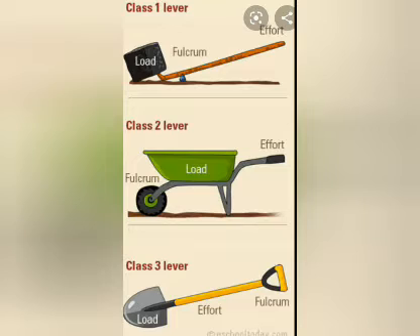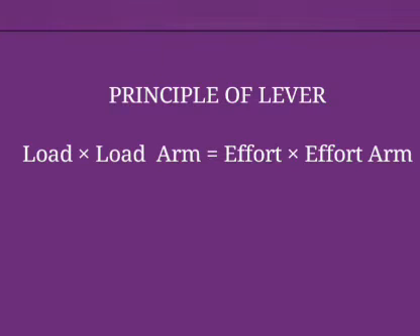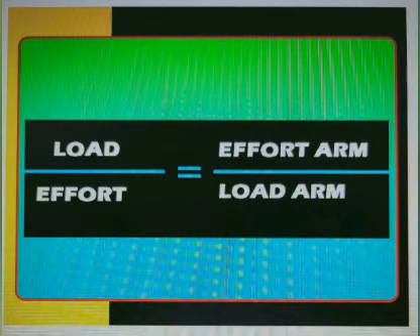First of all, we will discuss the principle of the lever. The principle of the lever states that the product of the load and the load arm is always equal to the product of effort and the effort arm. Or we can say load into load arm is equal to effort into effort arm, or load upon effort is equal to effort arm upon load arm. It is equal to the mechanical advantage of the lever. We have already read about the mechanical advantage. Mechanical advantage is equal to load upon effort.